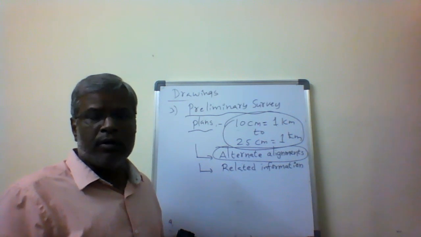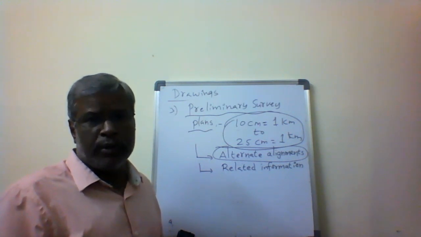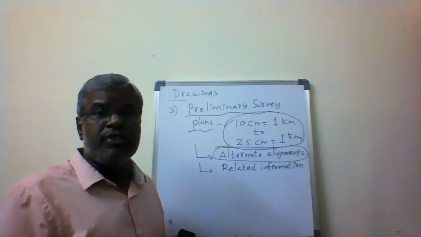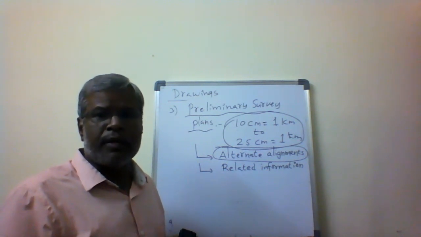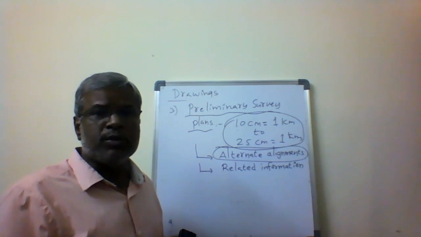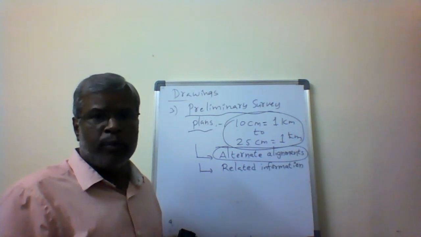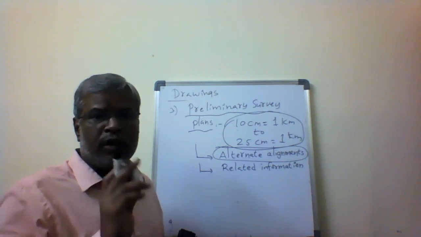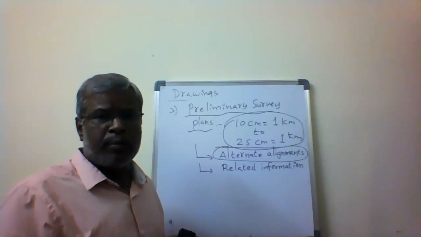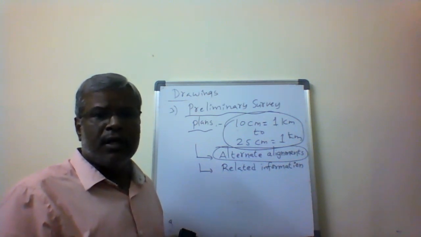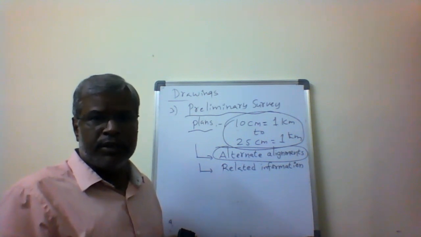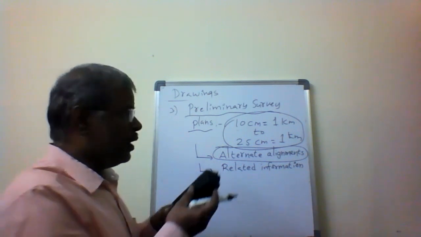They are drawn to the scale of 10 centimeter to 1 kilometer or 25 centimeter to 1 kilometer. So which one will be feasible? The feasible alignments are considered, and we call them alternate alignments, not only one alignment. We can go for a number of alignments, and from whichever is feasible we get all sorts of information. That is what we call preliminary survey plans.